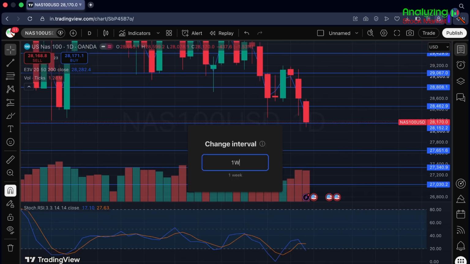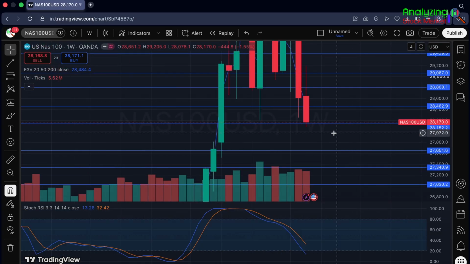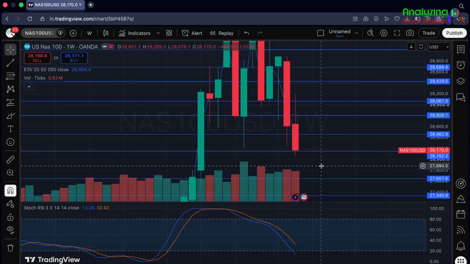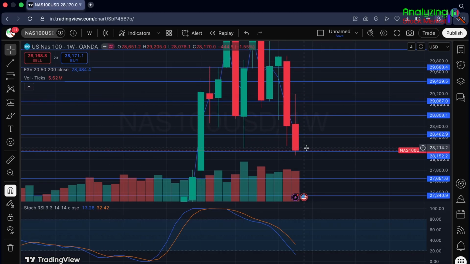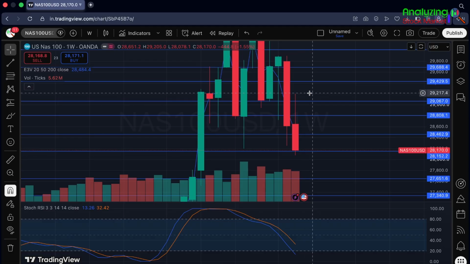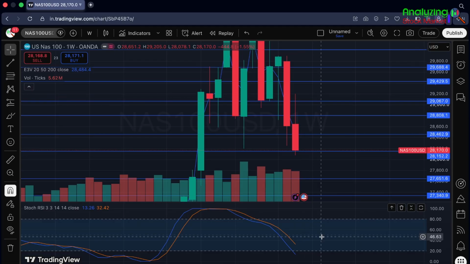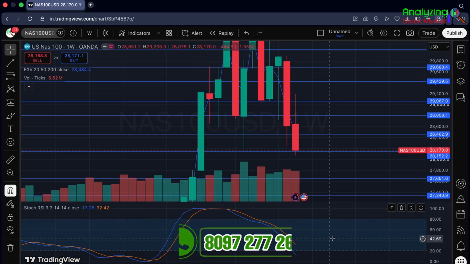Before that, let's see a weekly candle. So this is a weekly chart. In this weekly chart we can see the previous week's candle, which is a bearish candle with a medium body, a small tiny lower wick and a big upper wick. The stochastic RSI is at around 13 to 32 level, which is indicating a slight positive momentum.